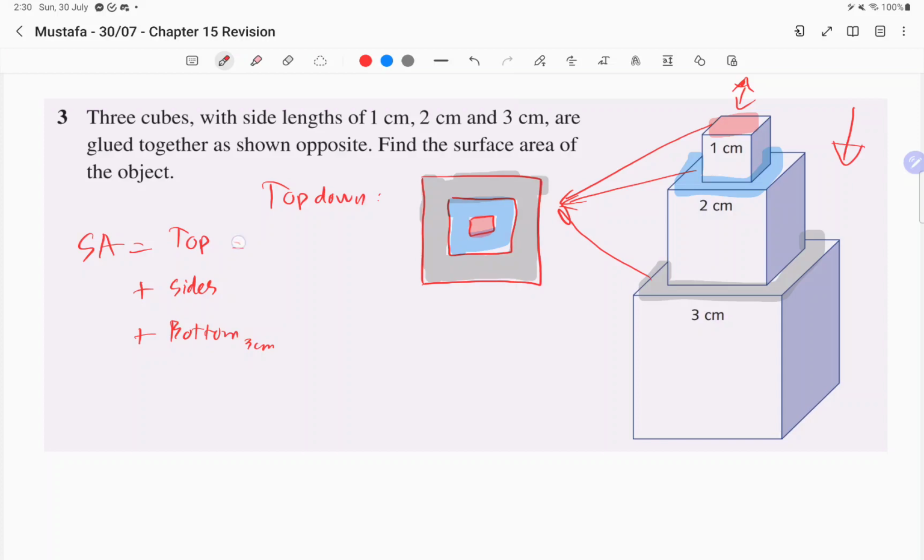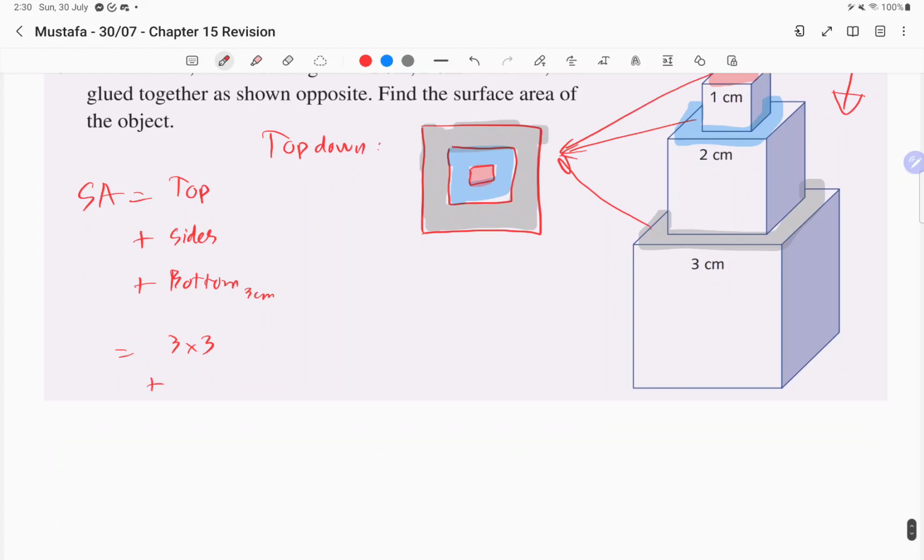And then the top is essentially, as I already showed you, just the area of the surface of the bottom cube. So it'll just be 3 by 3. And then the sides, now the sides is a little bit tricky.